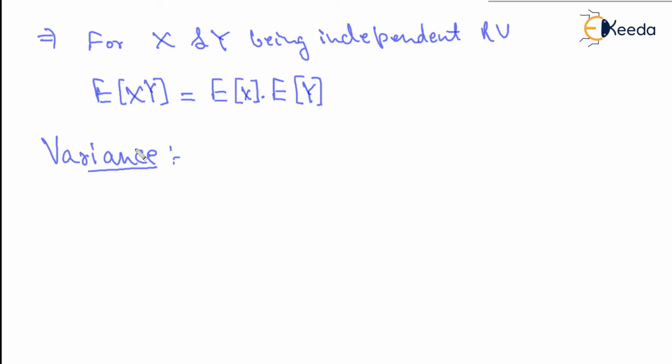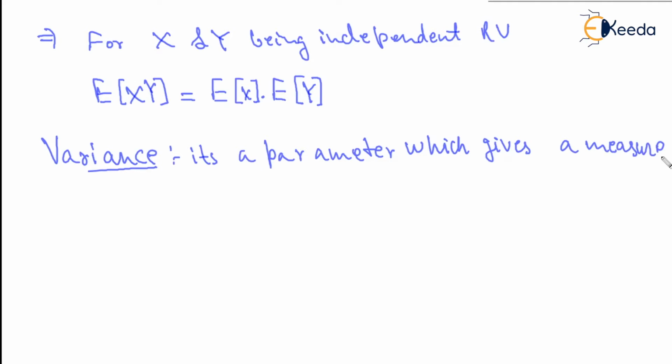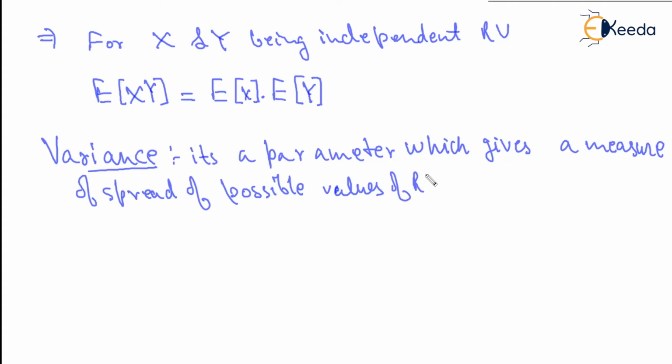Basically, variance is a parameter which gives you a measure of the spread of the possible values of the random variable, denoted by variance x or sigma square.